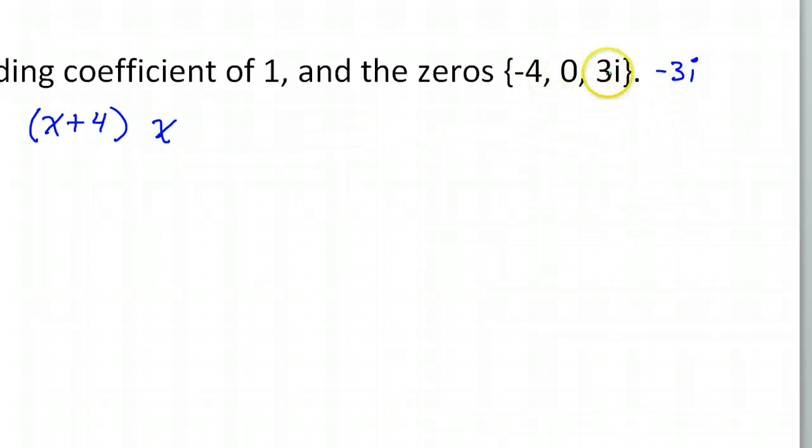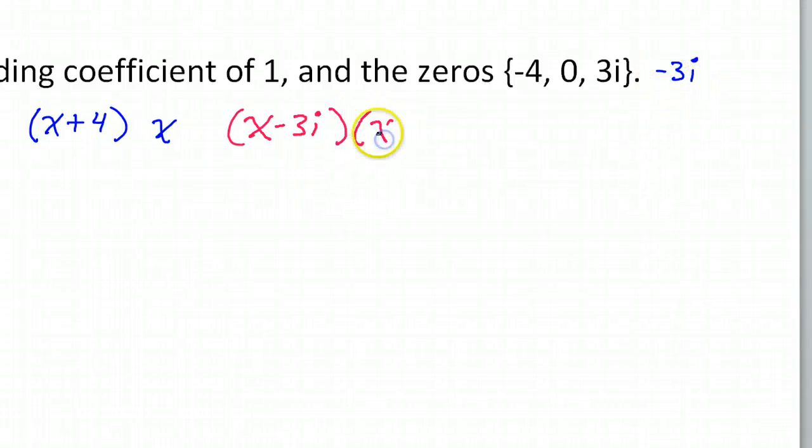Now the imaginary ones, we'll set up the same way. So 3i will correspond to a factor of x minus 3i, and negative 3i will correspond to a factor of x plus 3i. If we multiply all this together, we will come up with a polynomial in standard form.